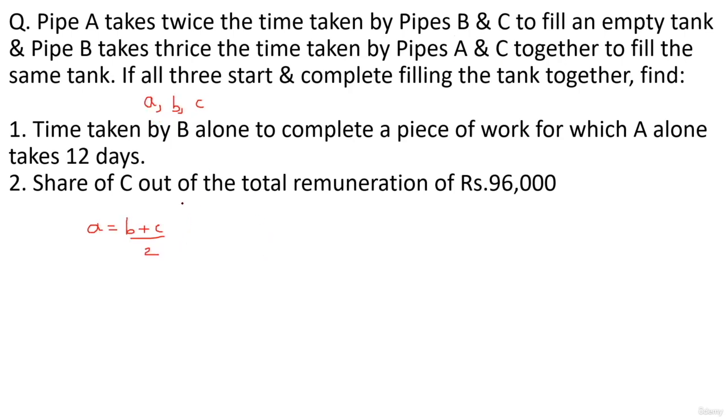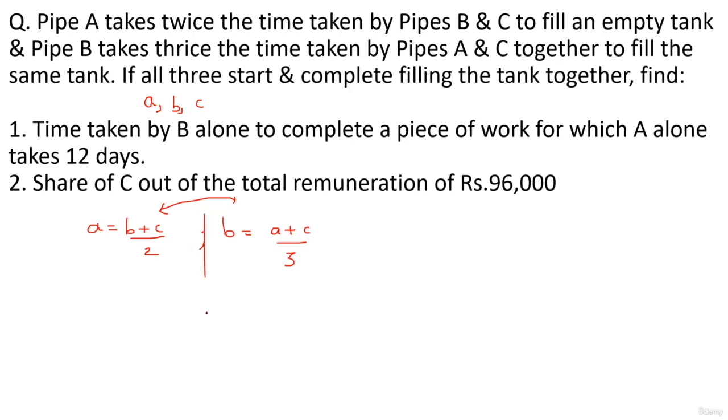Similarly, it is given that pipe B takes thrice the time taken by pipes A and C together. That means the efficiency of pipe B is one third the efficiency of A and C together, right? Now, from these two conditions, I'm supposed to get the ratio of their efficiencies. There are different ways out, multiple ways out. I'll tell you the simplest way which I know.